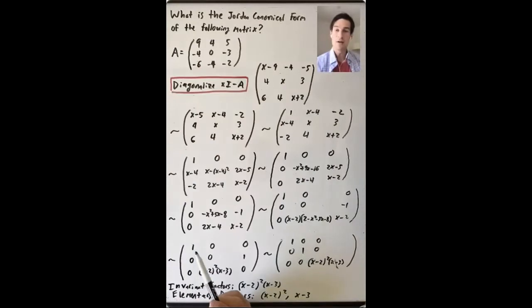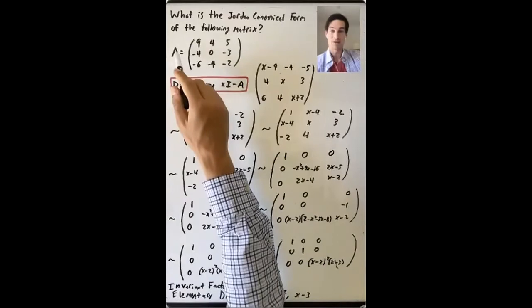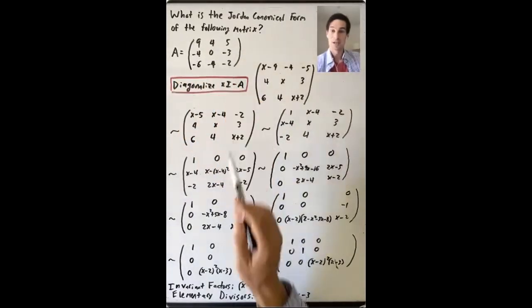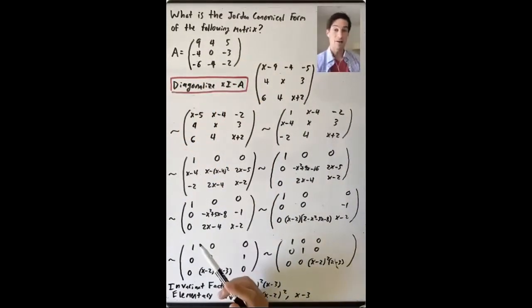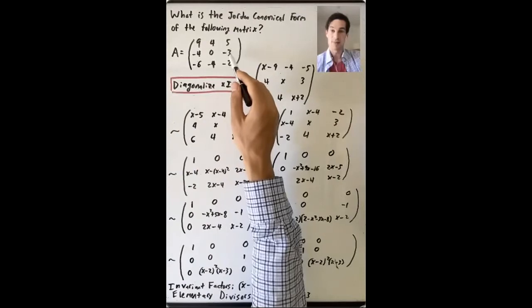So we know that it's enough to find the elementary divisors of this matrix. Then we can write down the Jordan block corresponding to each elementary divisor. That'll give us a block diagonal matrix in Jordan canonical form that this matrix A is similar to. And if we know the invariant factors, that's enough to determine the elementary divisors. So all we need are the invariant factors of this matrix.